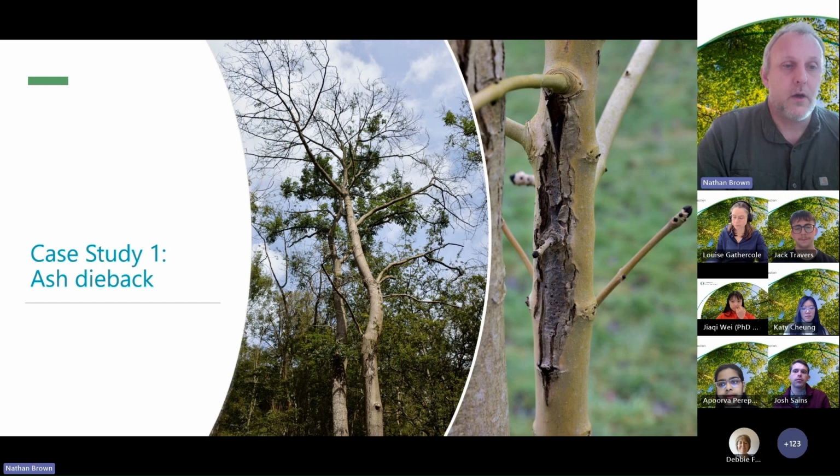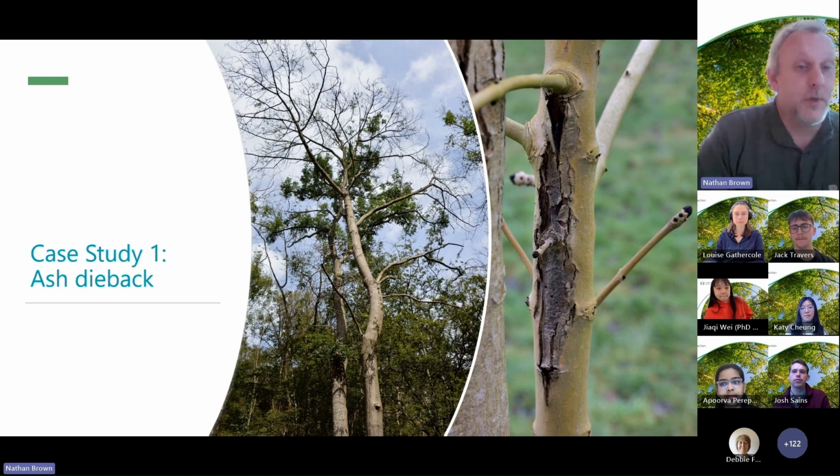So ash dieback, Hymenoscyphus fraxineus, it's a fungal pathogen that was first discovered in 2012 in Great Britain, but had been found in Europe over the decades preceding that. Two really clear symptoms associated with ash dieback, and the first thing you will probably notice is crown dieback. So it's a pathogen that infects the foliage and causes dieback from the tips.